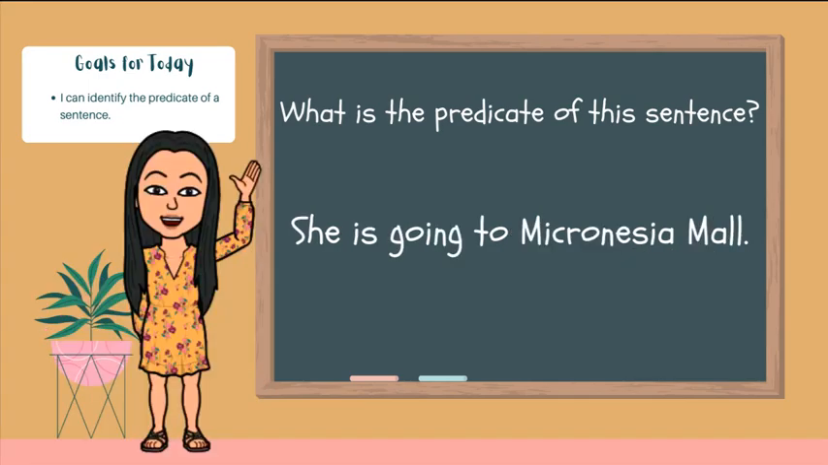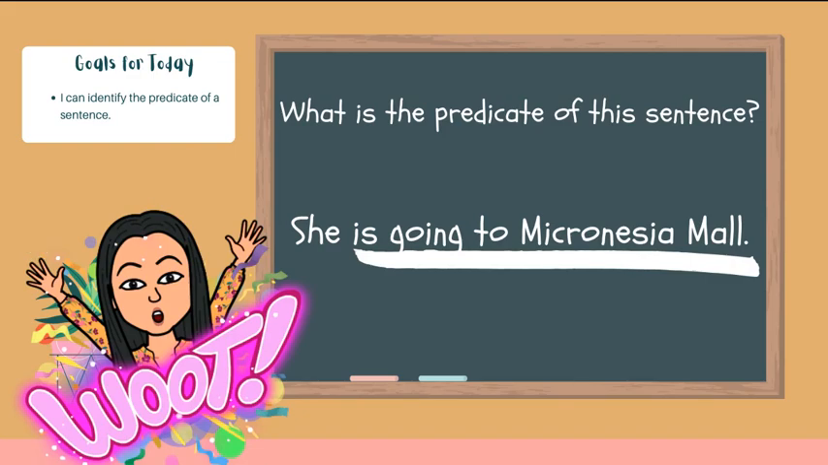What is the predicate of this sentence? She is going to Micronesia Mall. The key to finding the predicate is to ask what the subject is or does. Give yourself a moment. If you answered is going to Micronesia Mall, then you are correct. That is what the subject is or does.